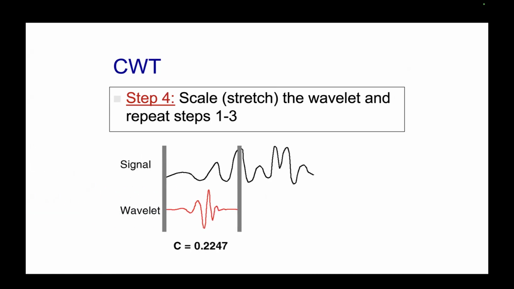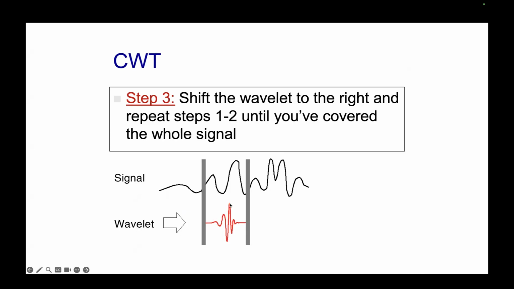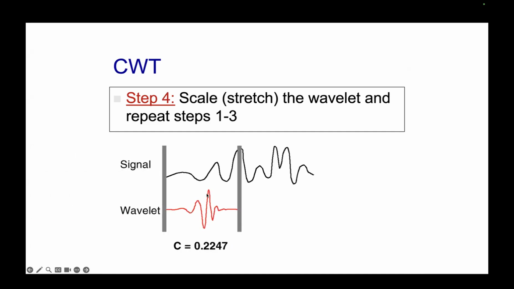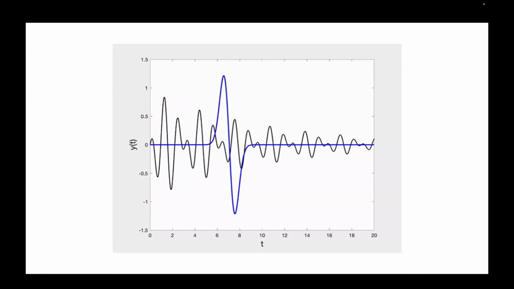Once we have covered the whole signal, we will scale the wavelet and then repeat steps 1, 2, 3. So when we scale the wavelet, the frequency content of this wavelet changes. So here we have a slightly higher frequency wavelet, and when we stretch the wavelet, the frequency is slightly lower. Now we'll do the same operation for this scale and for every scale. So it looks kind of like this. This is your wavelet, and you are shifting and multiplying the wavelet with the signal.